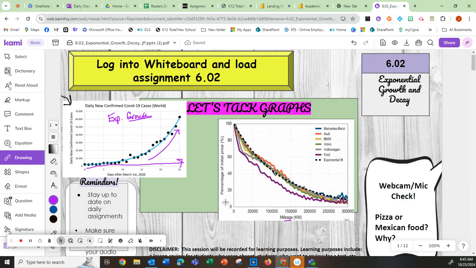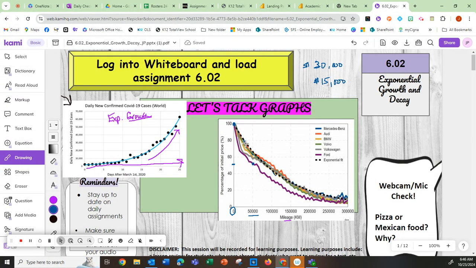So this graph shows us, this would be 0 miles on the car. With 0 miles, the value of the car is 100% for all the makes and the models. When we get to 50,000 miles, the purple, which is the Ford, is worth about 50% of what it was. So if you bought that car for $30,000 and you drive it for 50,000 miles, it's worth half that. So now it's worth $15,000.